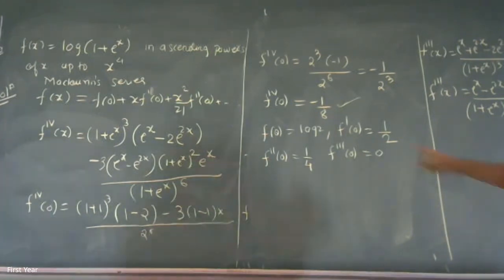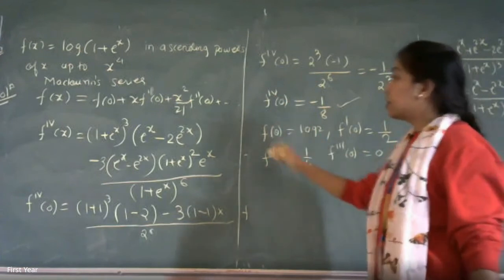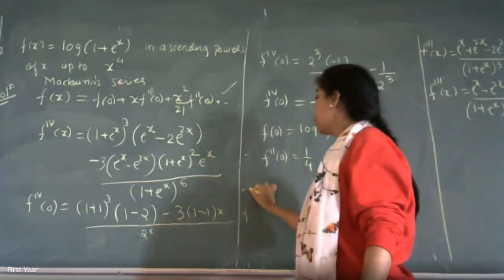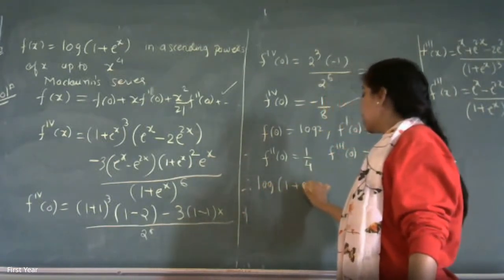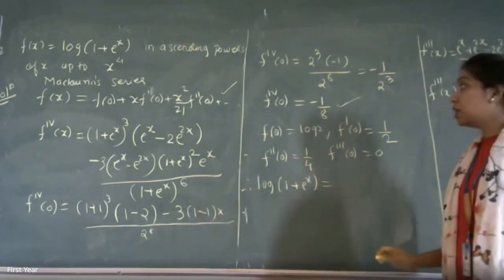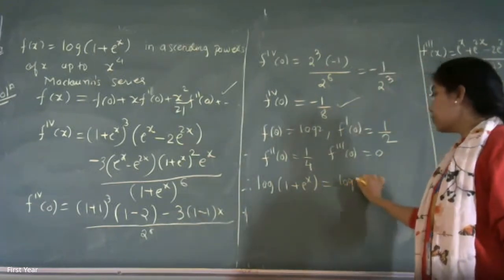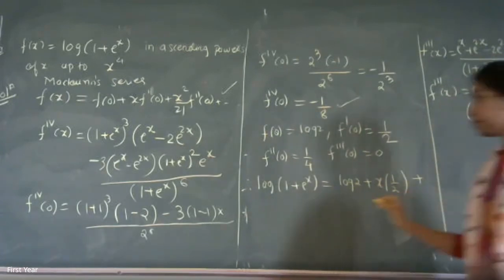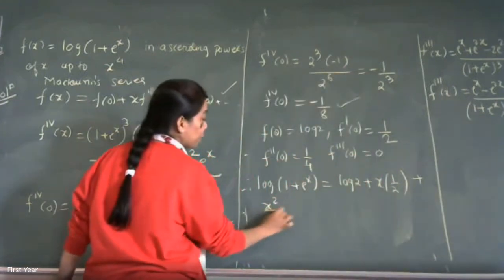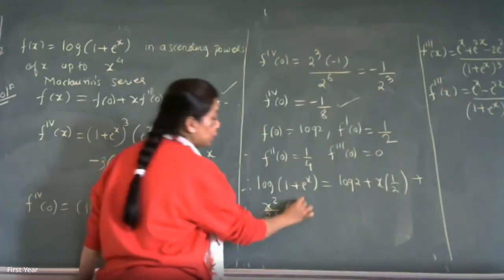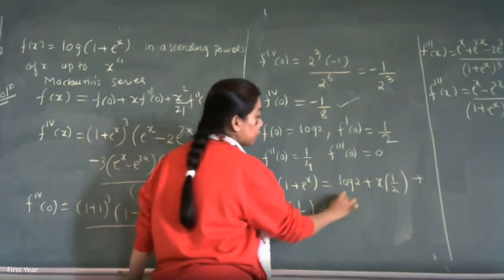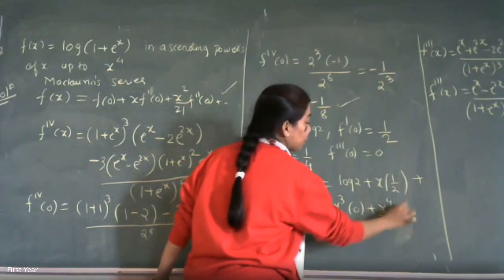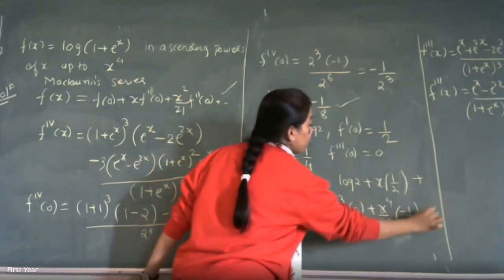Yes, so what you have to do is substitute these values in the Taylor series expansion, the Maclaurin series expansion, which we wrote in the beginning. Therefore, log of (1 plus e raised to x) by Maclaurin series is nothing but f of 0, which is log 2, plus x into f dash of 0, which is half, plus x square by 2 factorial into f double dash at 0, which is 1 by 4, plus x cube by 3 factorial into 0, plus x raised to 4 by 4 factorial into minus 1 by 8, plus dot dot.